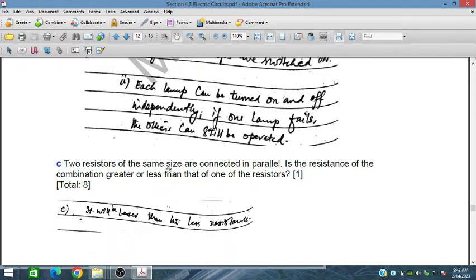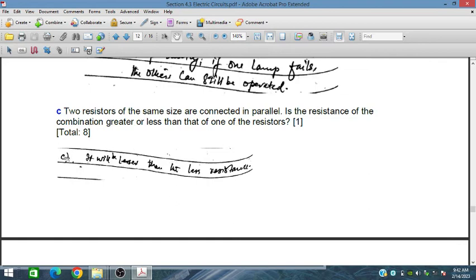Two resistors of the same size are connected in parallel. Is the resistance of the combination greater or less than one of the resistors? If they are connected in parallel, the effective resistance will be even less than the smaller of the resistors. So the resistance will be lower than the lowest resistance existing in the parallel combination. It will be less than the lesser resistance. So this is very important.